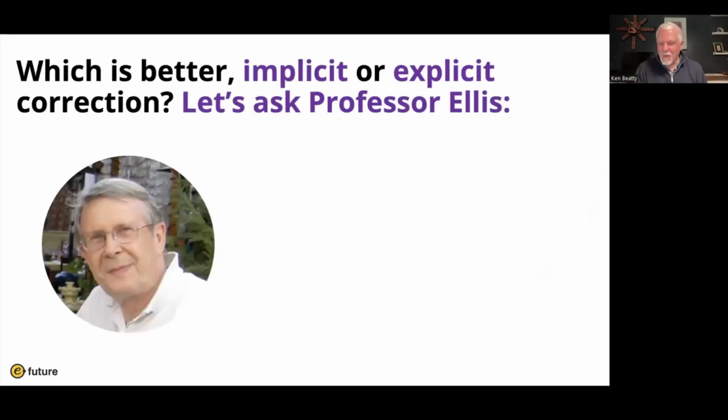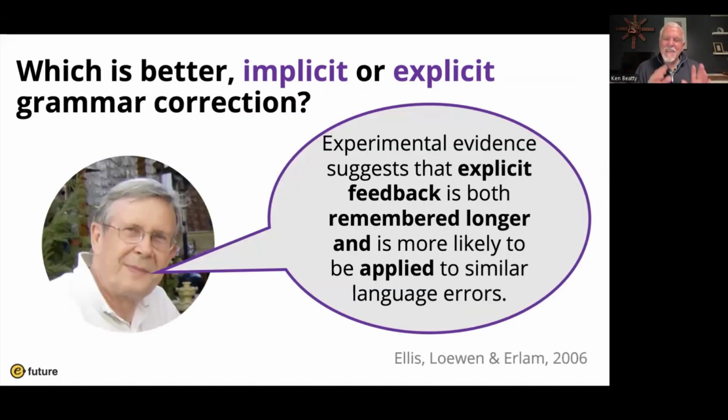So which is better though? Which is better? Is it the implicit feedback, where you just say the correct form back to the person, or explicit where you try to give a kind of a lesson? Well, somebody who's much smarter than I am is Professor Rod Ellis, somebody that I work with at my university. And he actually did a test with some of his graduate students, and he found that explicit feedback is remembered longer and is more likely to be applied to similar language errors.